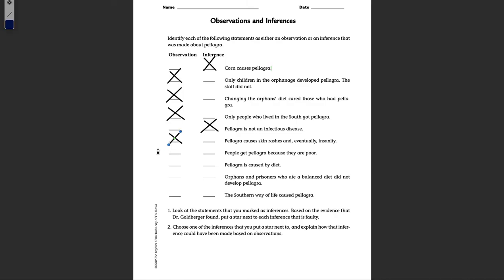Statement number 7, people get pellagra because they are poor. Now, he was in the rural South, okay? And this is early 1900s, all right? So is this something that he was able to observe or infer? So he was studying prisoners, orphans, people in the rural South. He was able to see and observe that they weren't that wealthy. So based on that evidence, he was able to infer that people get pellagra because they are poor. Because of all the people that he was studying in these clinical trials and conducting these observations, there weren't many of them that were considered to be wealthy at that time. So this would be considered an inference.